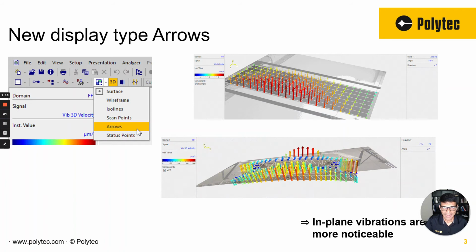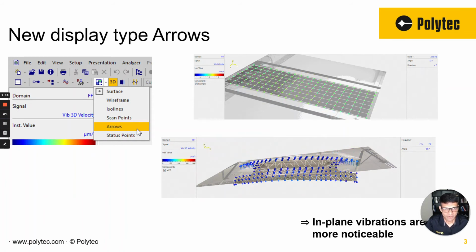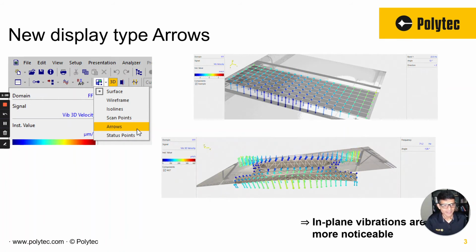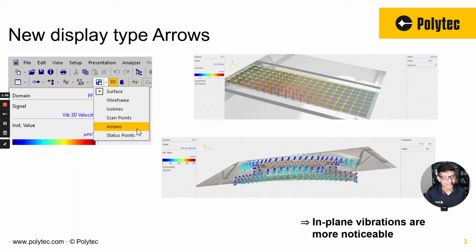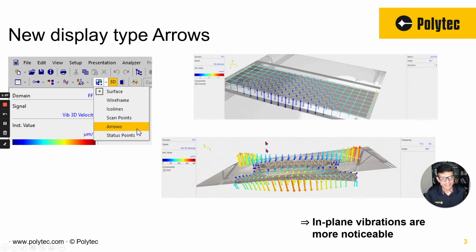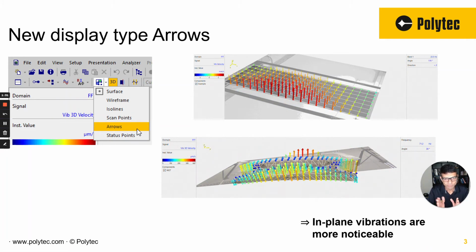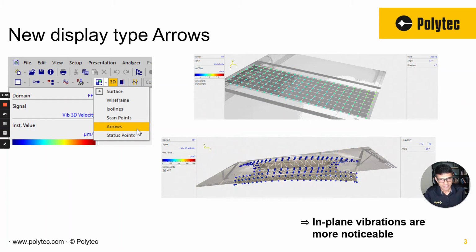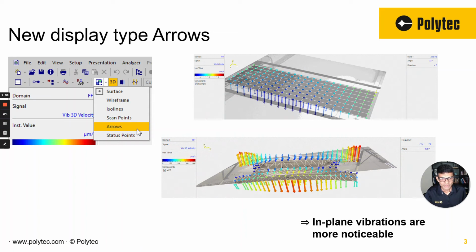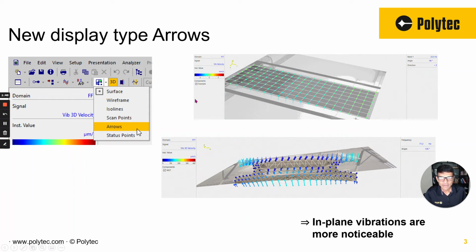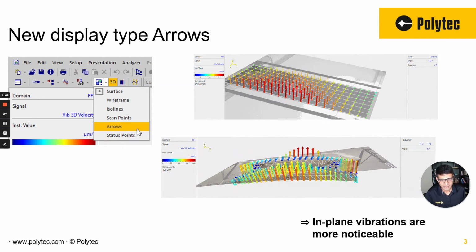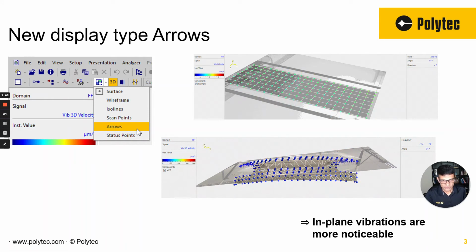It's arrows. So apart from scan points and isolines and surfaces, now we can get something called arrows. It's pretty neat. What I like about it is this. It shows the arrows in the direction of the movement. So these are like three-dimensional, I guess, directional arrows. It's especially for flat panel structures. If you have a slight in-plane component, it's a little more intuitive to see it now.